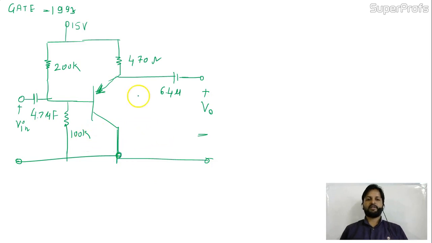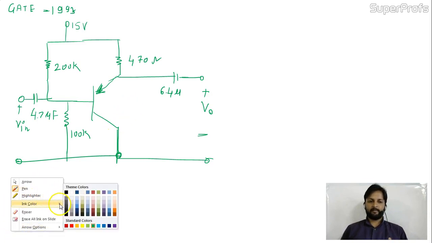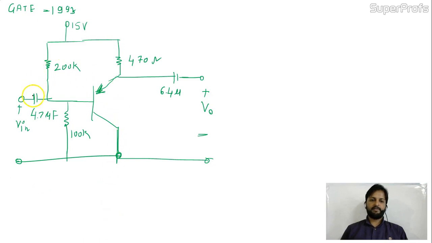Now tell me one thing. Which type of configuration is it? Common collector, common base, or common emitter? See, where are you applying your input? The base portion. Fine. Where are you taking your output? At the emitter portion. So definitely it's common collector.